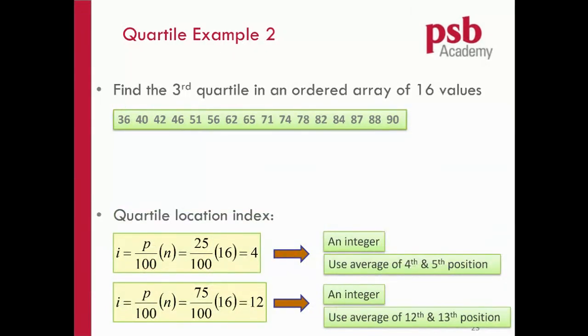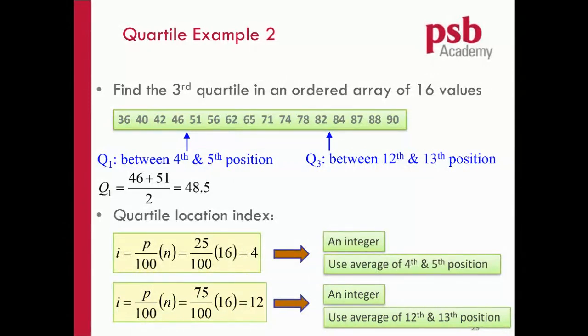Right? So how about if you have a number that ends up as a round number, what do you do? A round number means you have to get two numbers, the given one and the next one. Then you get the average. Same for this. 12 means 12 and 13. Then you get the average. Right? So this is how you find quartiles. So we are done with the first section.